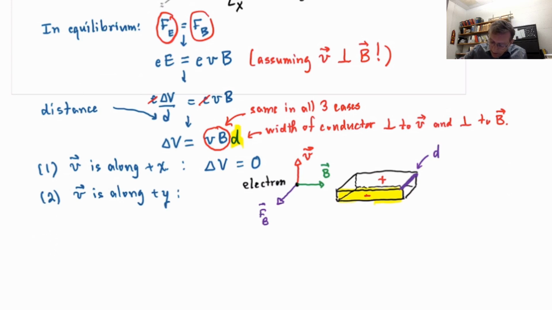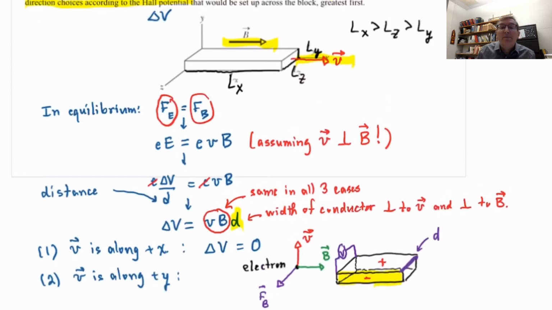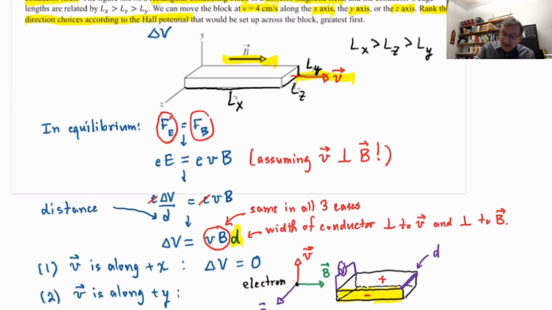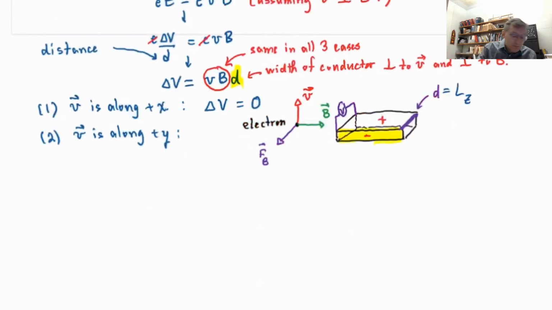And then I would use a voltmeter across between those two faces like that. Now that D is, if you look very carefully at the picture up above there, that D is the distance LZ, right here. So the Hall potential created here, delta V, will be magnitude little v, B, and then the appropriate distance will be LZ.